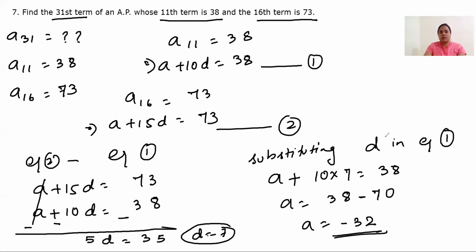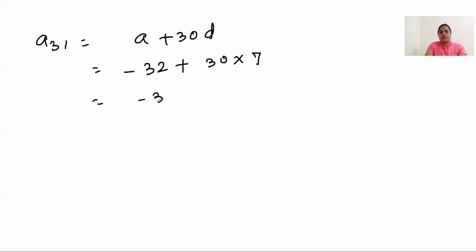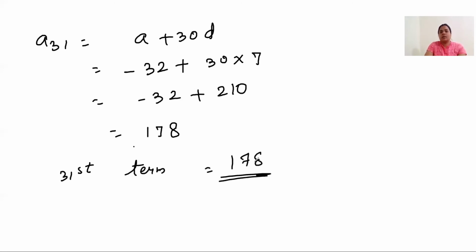So let's find the 31st term. A31 is equal to a plus 30d. a is minus 32 plus 30 into 7, minus 32 plus 210. We have to subtract. So the 31st term of this AP is 178.